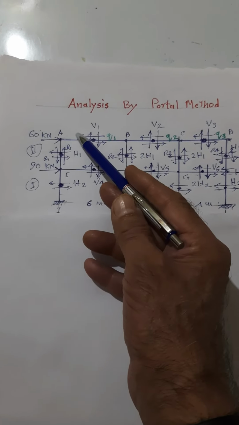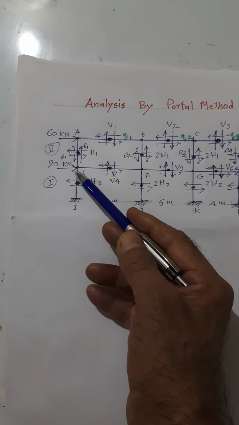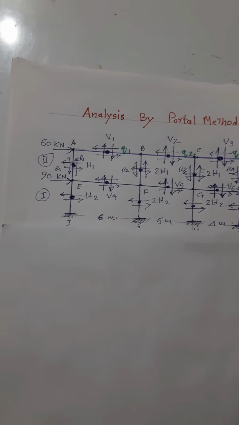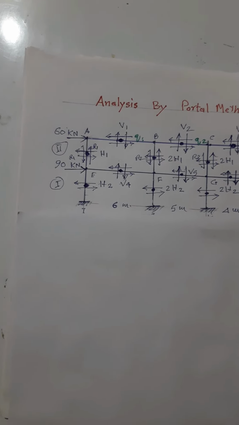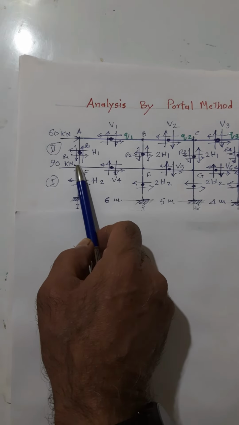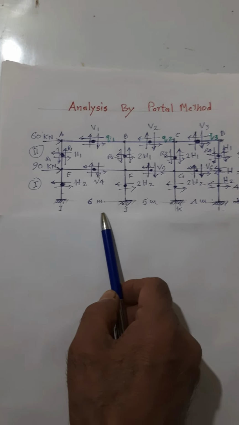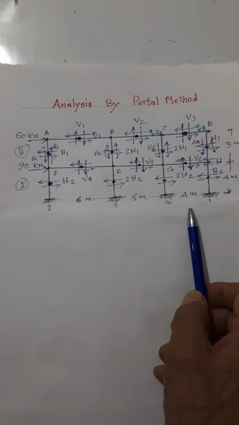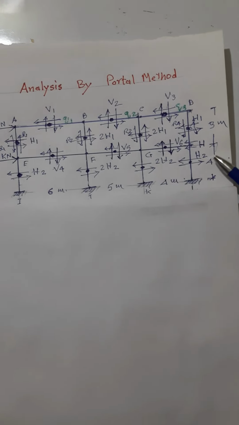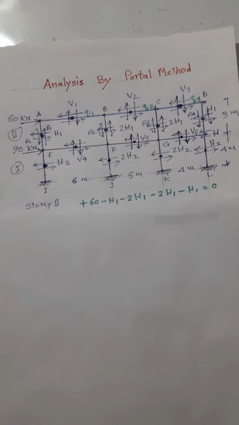The wind loads are acting in this direction, and the magnitude is 60 kilonewton at the top and 90 kilonewton at this junction over here. This distance is 6 meter, 5 meter and 4 meter, while this height is 3 meter and 4 meter respectively.